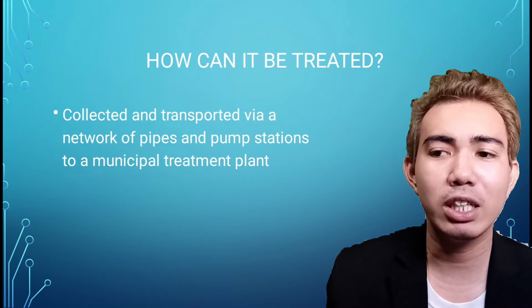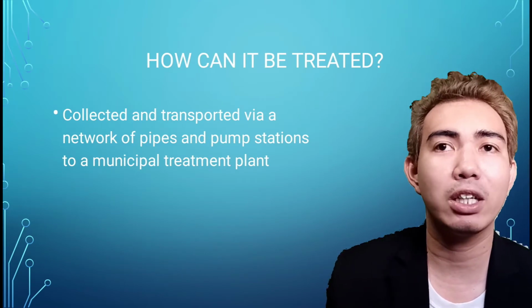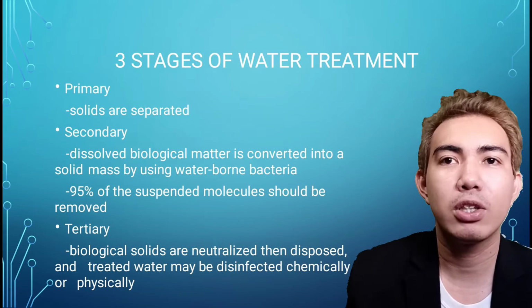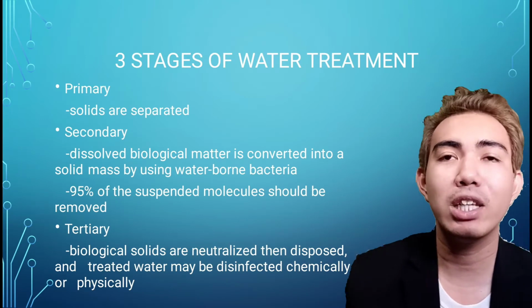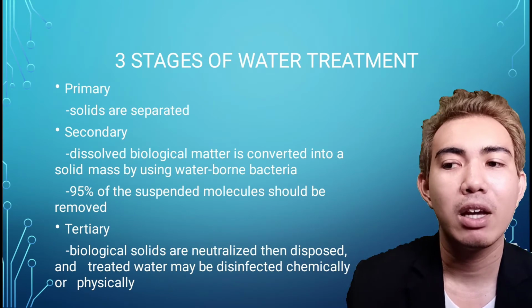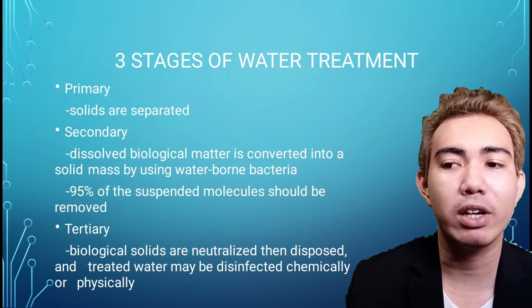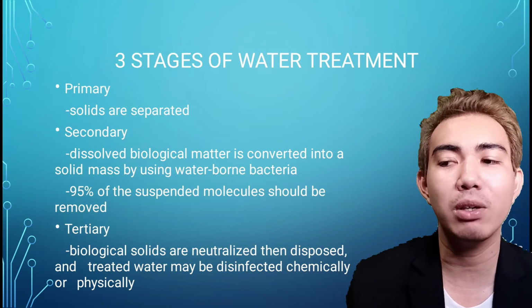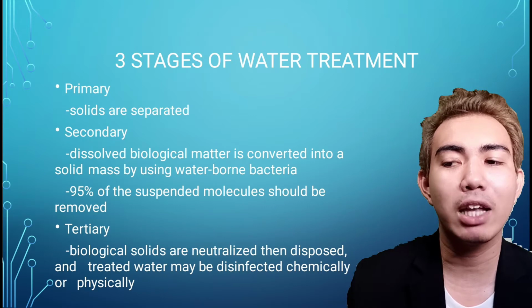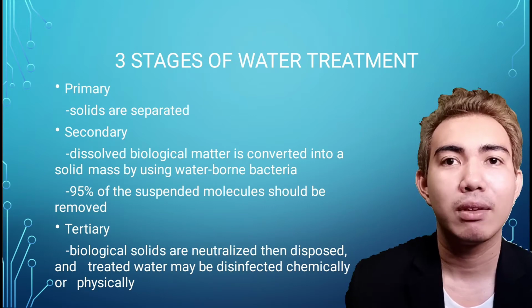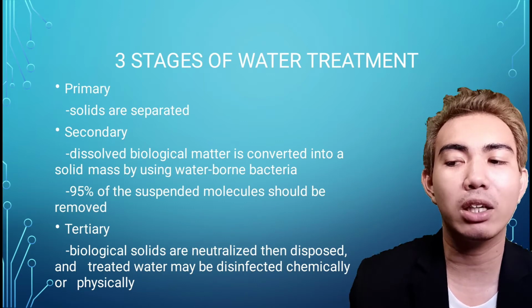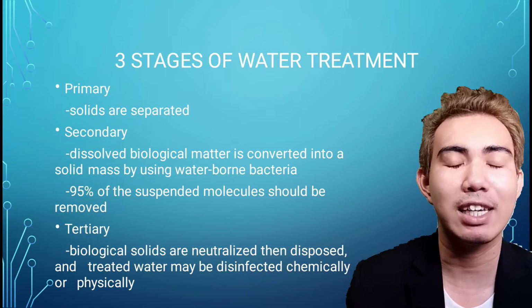Now, how can it be treated? It is collected and transported via a network of pipes and pumps to a municipal treatment plant. So let's discuss the three stages of wastewater treatment. We have the primary, where solids are separated. The secondary, where dissolved biological matter is converted into solid mass by using water-borne bacteria. 95% of suspended molecules should be removed. We have the last step, or the tertiary. The biological solids are neutralized, then disposed, and the treated water may be disinfected chemically or physically.